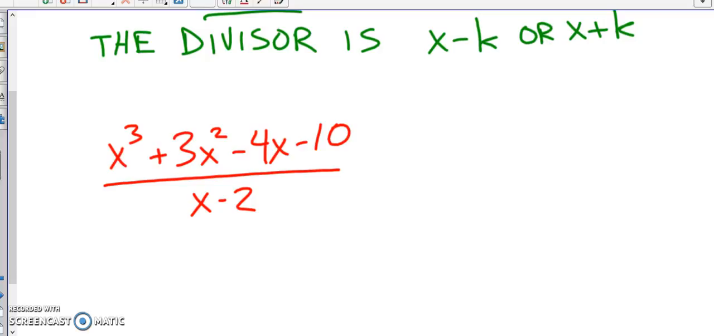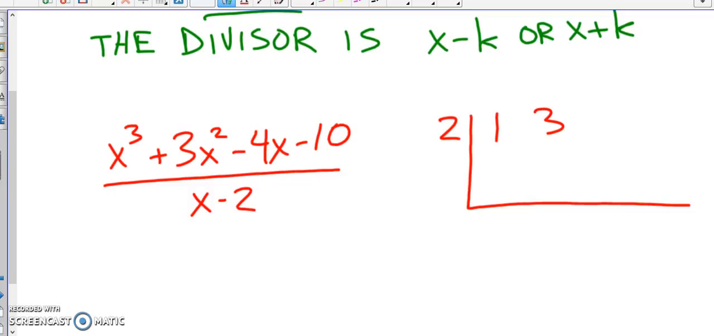So let's consider this problem that I just wrote while I had it paused. If I want to do this problem, I've got x minus 2, so I'm going to put a 2 right here. And then I'm going to write the coefficients going across the top. So that's x cubed, x squared, x, and my constant. Notice I've got 4 numbers. This is x cubed, so it should have 4 numbers. So I've got all my numbers there. I don't have to worry about any missing zeros.